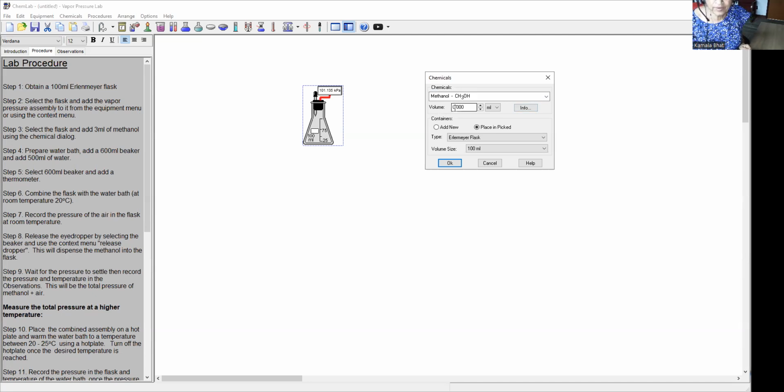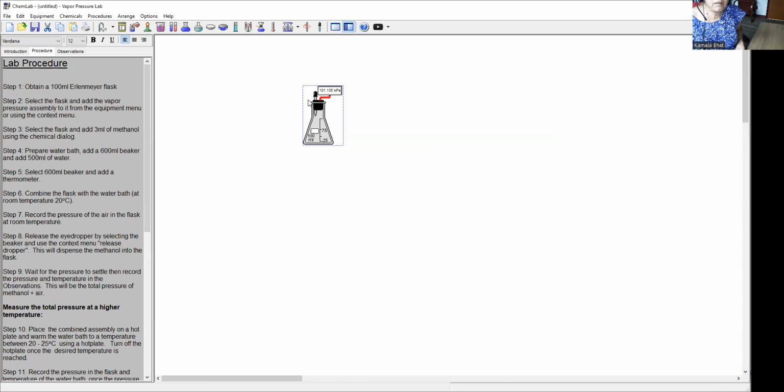So we are going to go and add 3 ml of the methanol and say, okay. So now you have the methanol, 3 ml. Then next we go and prepare a water bath.